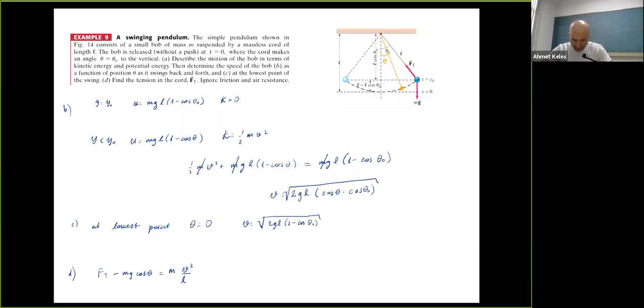And I know the velocity for any theta, so I can put this. This is equal to m over L, and this is going to be v squared is 2gL times cosine theta minus cosine theta 0. Let's cancel L. And now I can carry this on to find an expression for Ft.